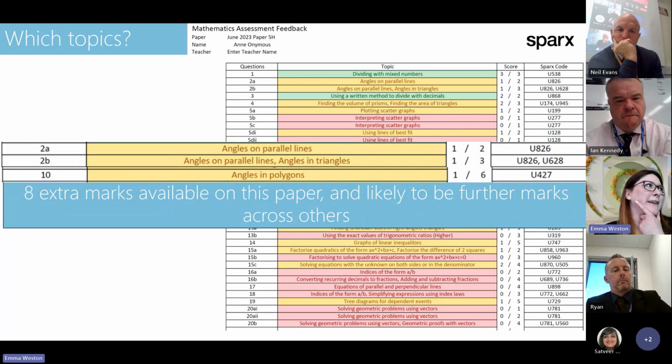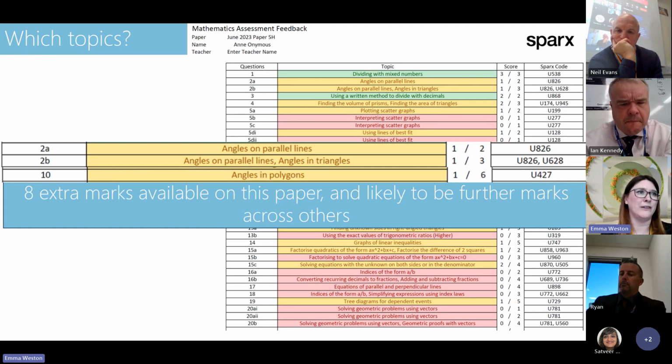Another area that people identified was angles on parallel lines. So even though they're amber, there's still quite a few more marks to achieve just on this paper alone, and there's likely to be further marks across others. So thinking not just about angles on parallel lines, but angles in polygons, it looks as though from the scores that they've achieved on those questions, that their general work on angles and angle rules might not be as strong as we want it to be.